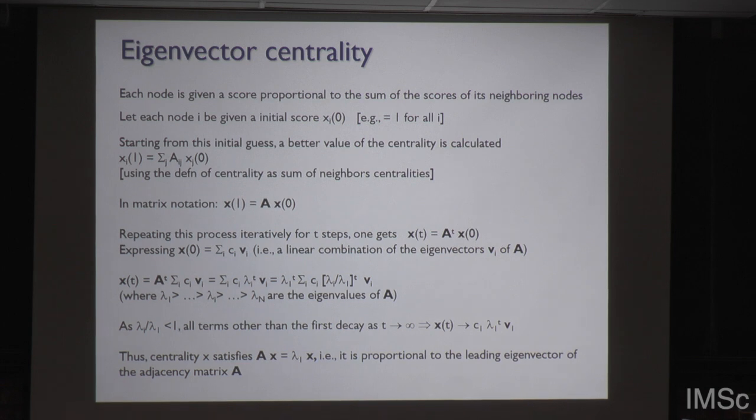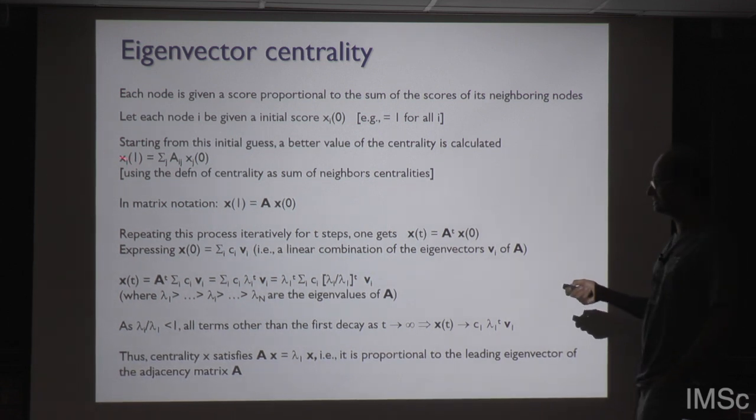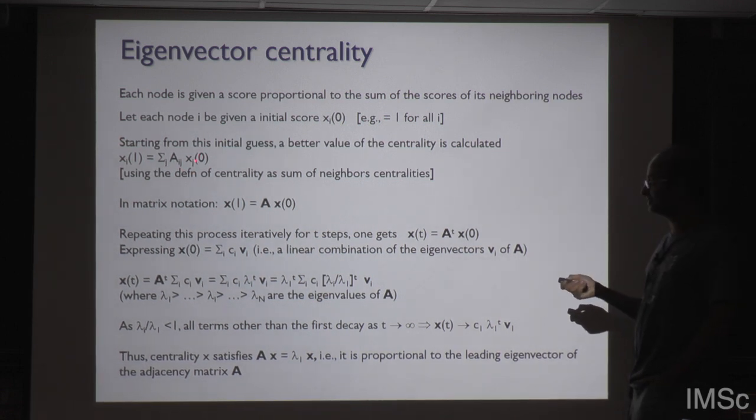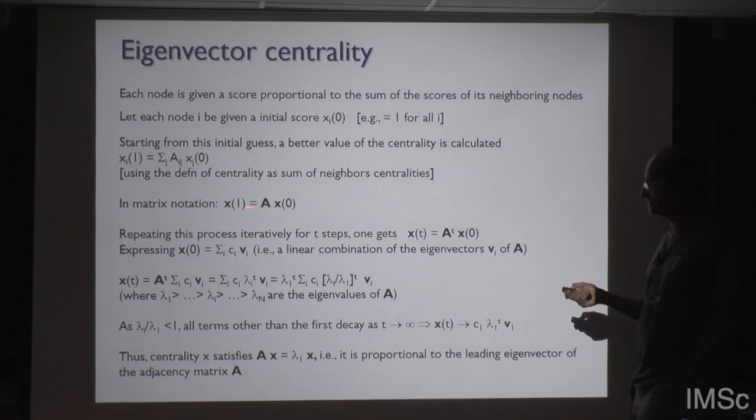And now you say that, okay, this was my initial guess. Now I will give a better measure of this by essentially replacing the importance of the ith node at the next iteration by summing over the scores of all the other nodes which are connected to it. So how do you do that?